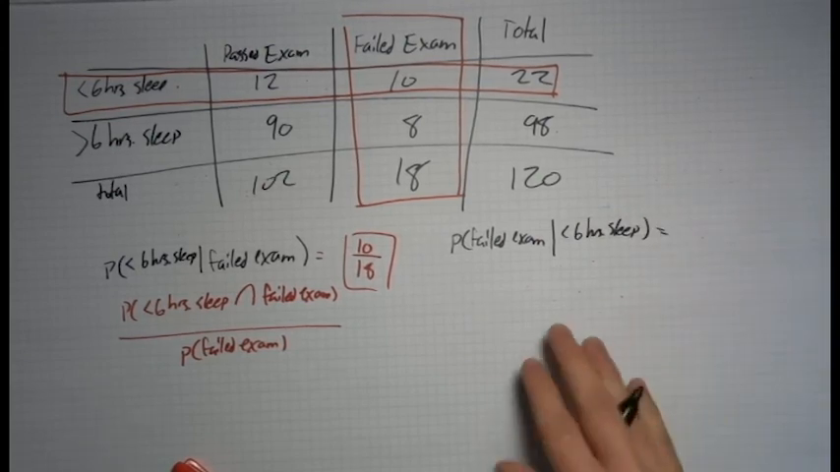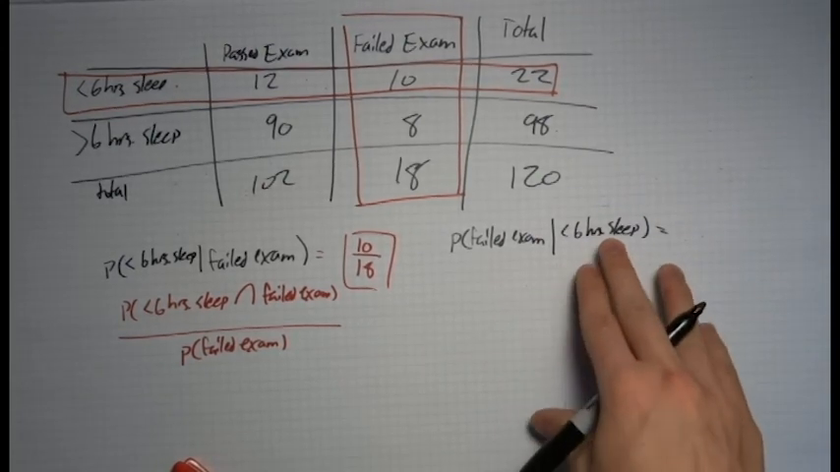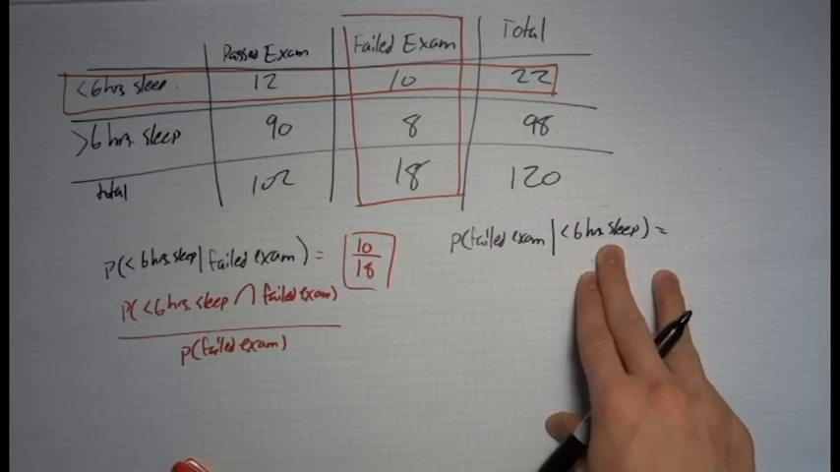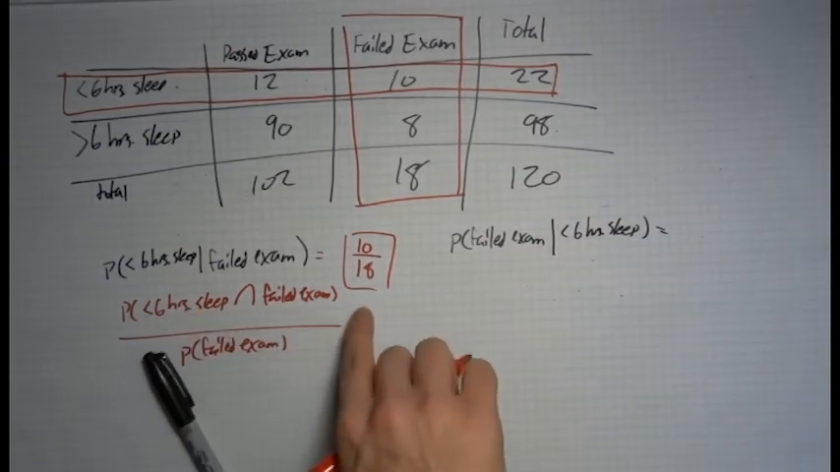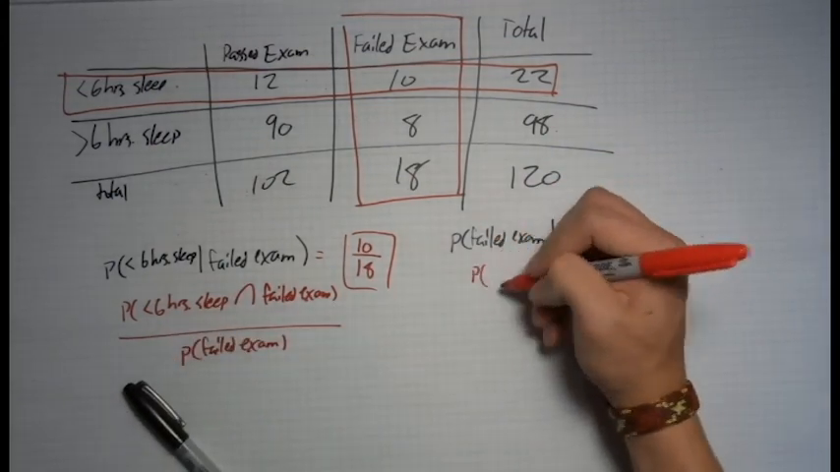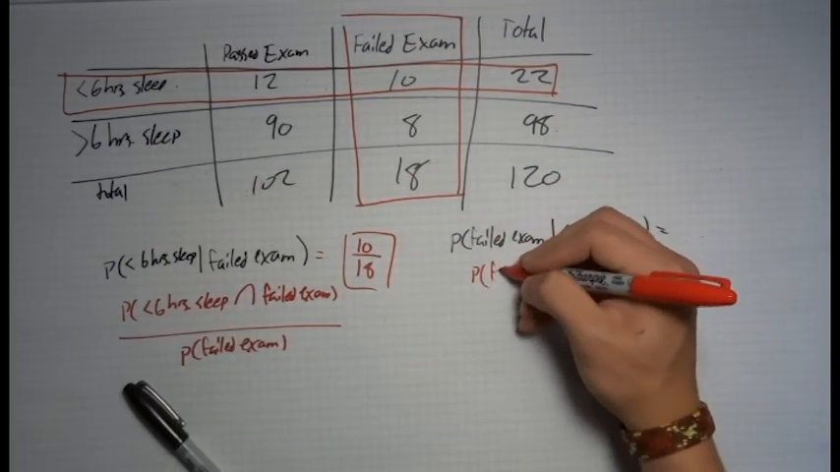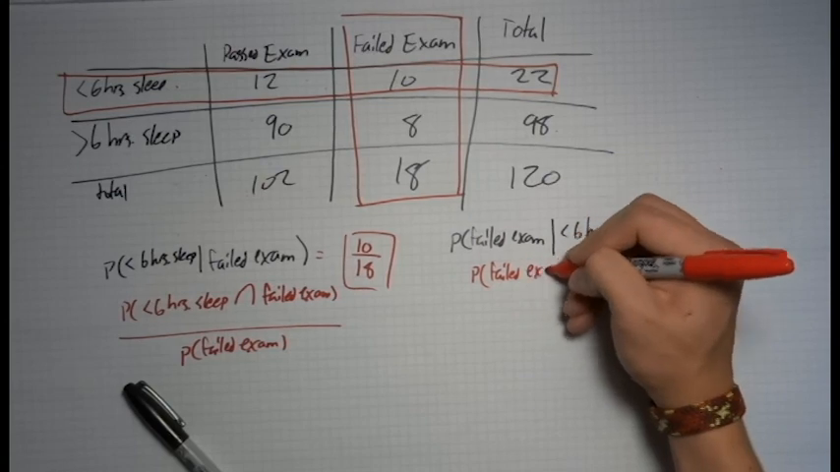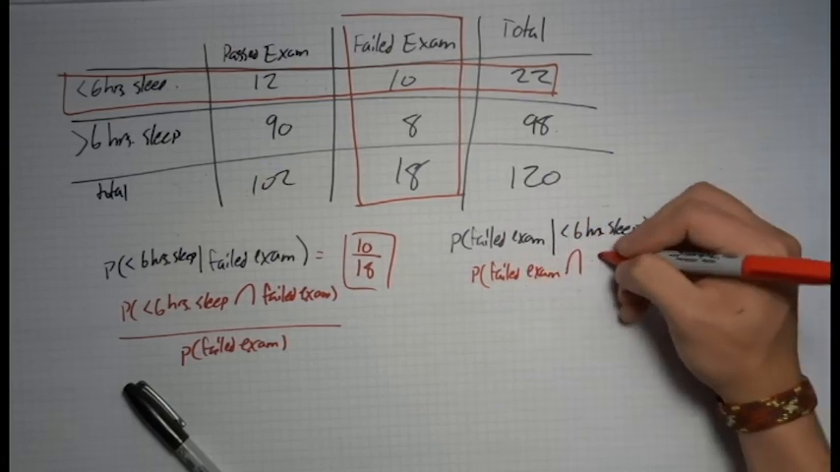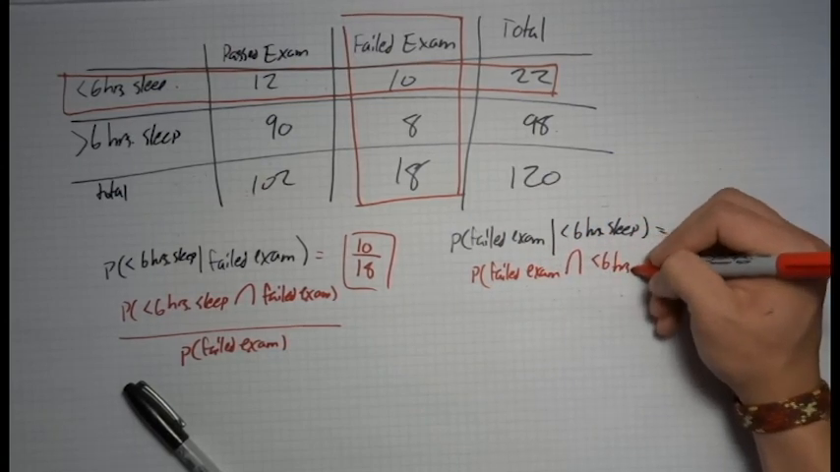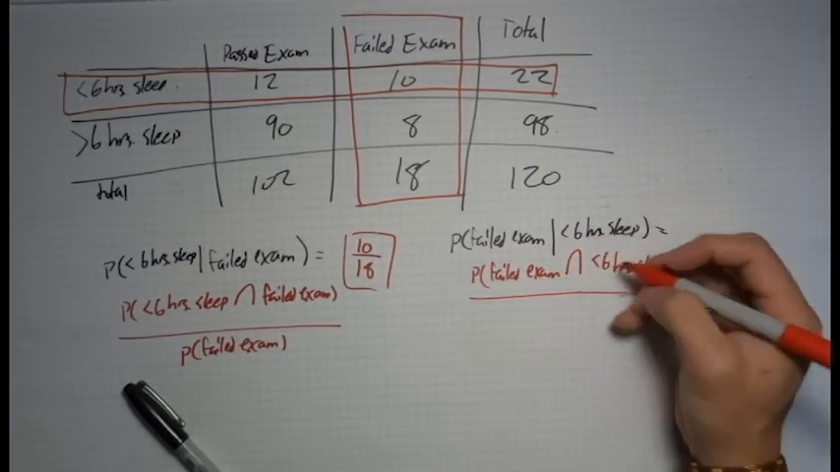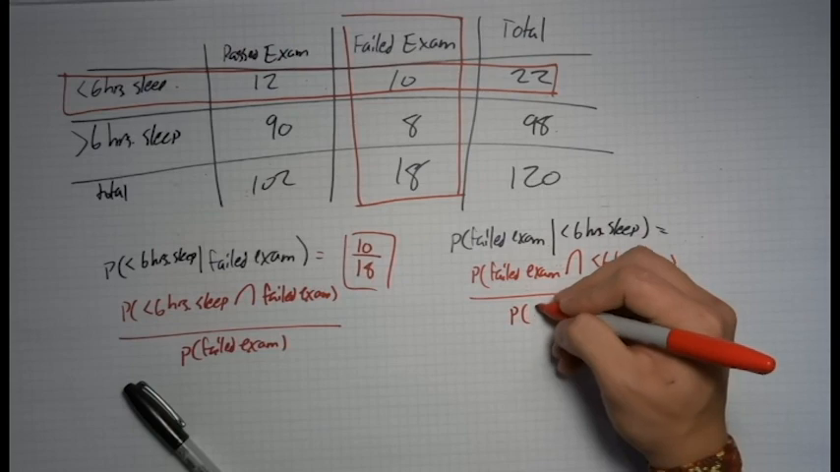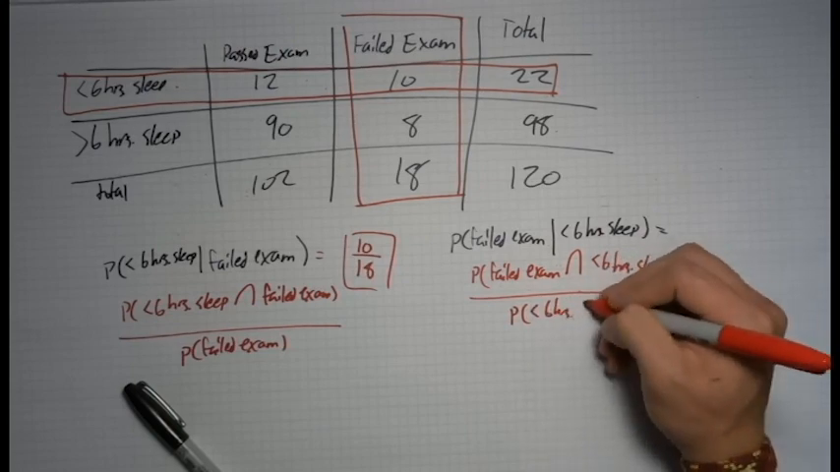All right. So no matter what, they had to have gotten less than 6 hours of sleep, right? Because that's our given. So if we're going to write it like we did right here, people that failed the exam and got less than 6 hours of sleep divided by this second one right here, the given probability of less than 6 hours of sleep.